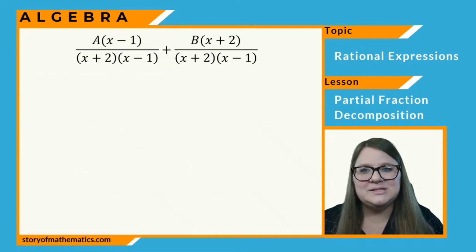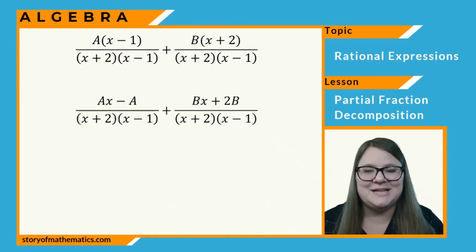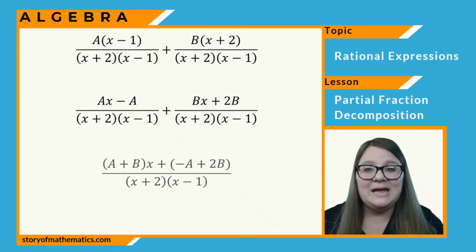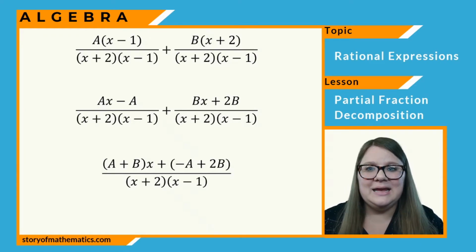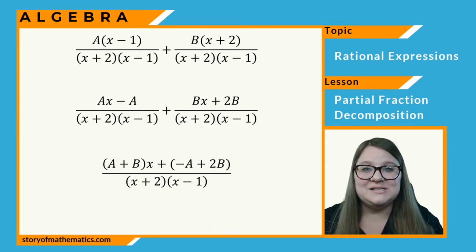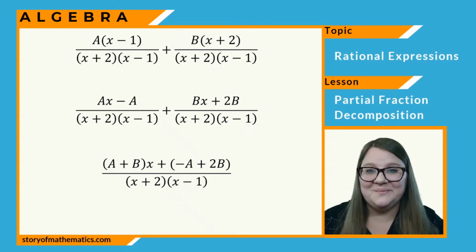When we do that, we can distribute the A in the first fraction and the B in the second fraction. That gives us Ax minus A and Bx plus 2B. Now we want to go ahead and combine these into a single fraction. When I do that, I notice that Ax and Bx are really A plus B times x, and minus A and plus 2B are also like terms because they don't have an x. So I write them as plus negative A plus 2B. It looks like what you see right here.